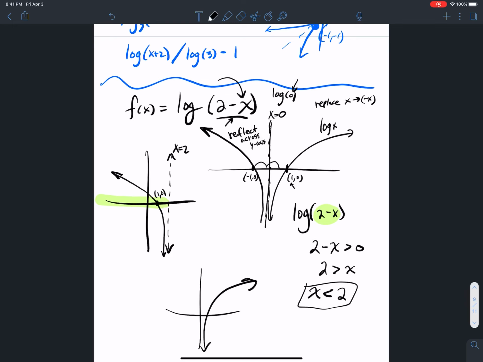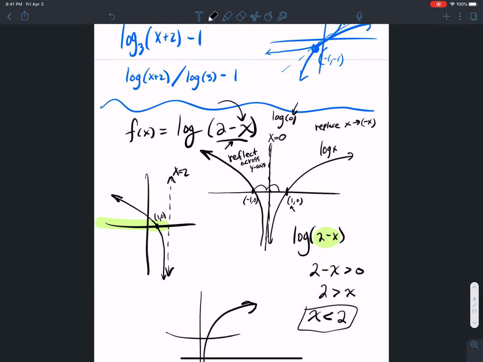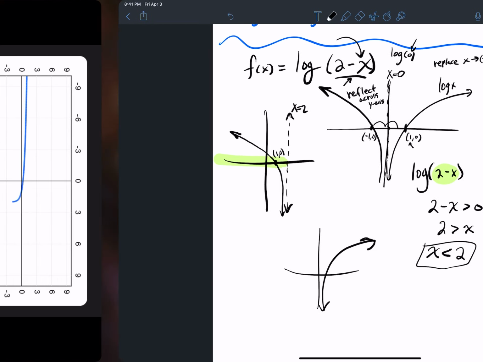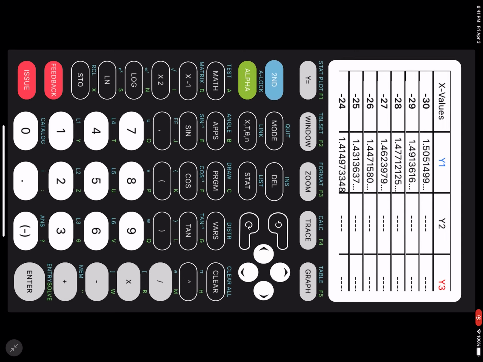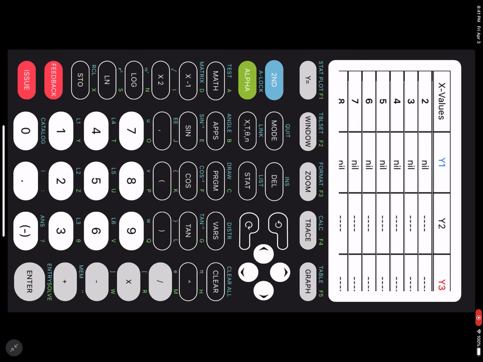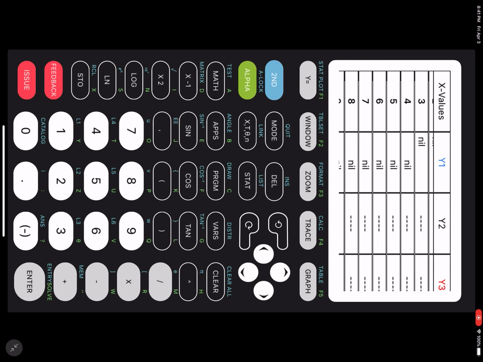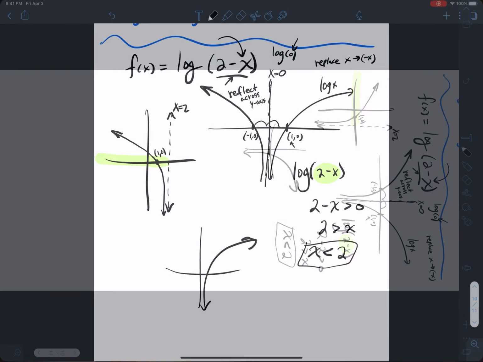All right, so hopefully I haven't turned you around too much. If all else fails, you can type it in your calculator. And then if you need to look at a table, all you have to do is second table, and you can pick out any values that you may need. Okay? All right, good luck.